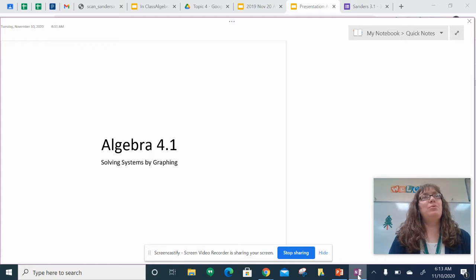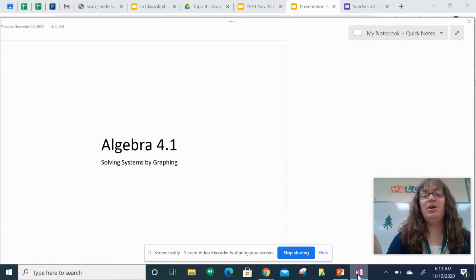Now, let's just review really quickly what an equation is. An equation is a mathematical statement that has an equal sign. So, a system of equations is when we're looking for solutions of a set of equations. Most often, we're going to be talking about two equations, and we're looking for the one answer that fits both of those equations.